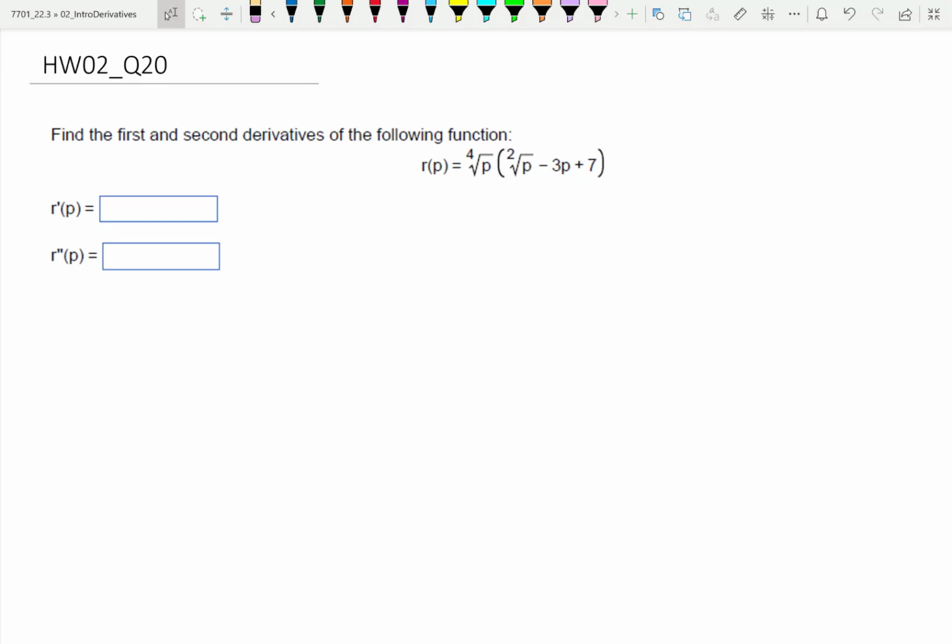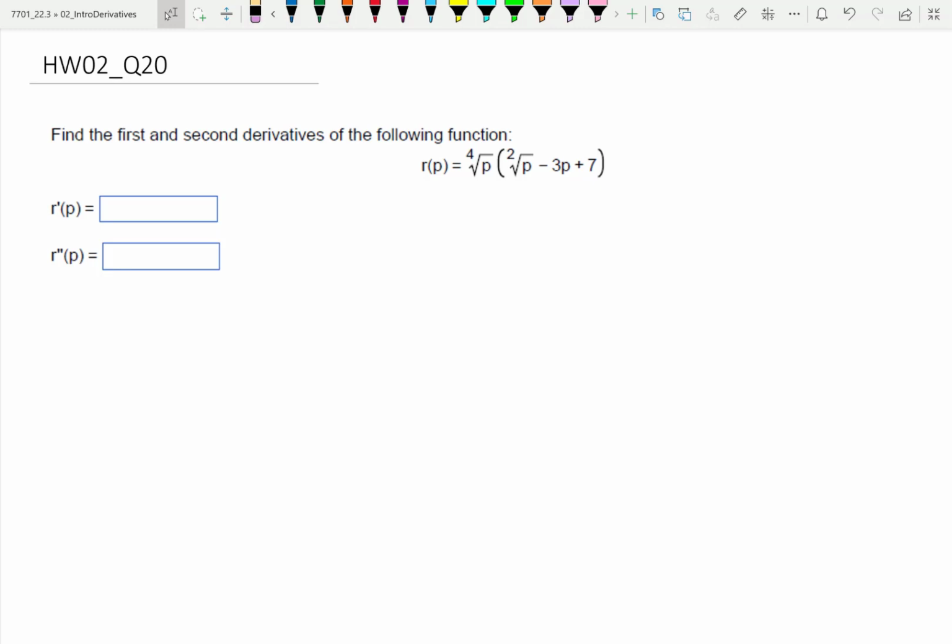This is homework 2, question 20, the last of the challenging questions on MyLab. I have r of p is equal to the fourth root of p times, in brackets, the second root of p minus 3p plus 7. I need to find the first and second derivatives of this function.